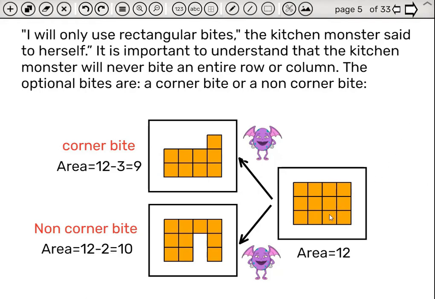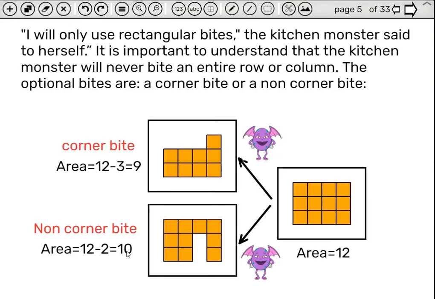Here, for example, we have an area of 12. And the kitchen monster can bite a corner bite like this, where one of the squares is a corner. In this case, a rectangle of 1 by 3, 12 minus 3 is 9. Remember, the kitchen monster won't bite off this one as well because it will not bite off an entire row or column. And here, it bit off a rectangle where none of the squares is a corner. In this case, a rectangle of 1 by 2, so we have 12 minus 2 equals 10. We see how this story emphasizes the mathematical idea. We look at the shape and think about what bites were subtracted from the rectangle.